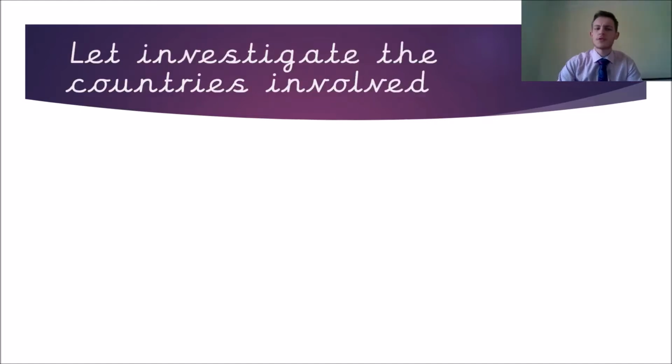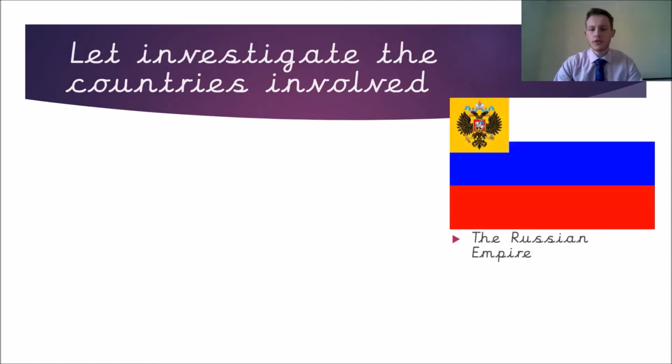Okay, so today's task, we're going to investigate those countries that were involved in the Crimean War. So the first country that we're looking at is the Russian Empire. Now, you'll know it today as Russia, and you might notice the flag looks a little different. You've got this yellow and a coat of arms in the top left corner. That was to show the Russian Empire.